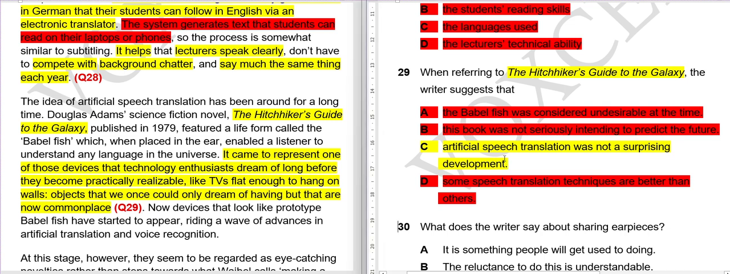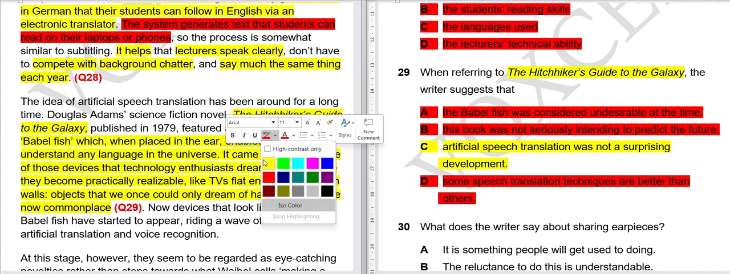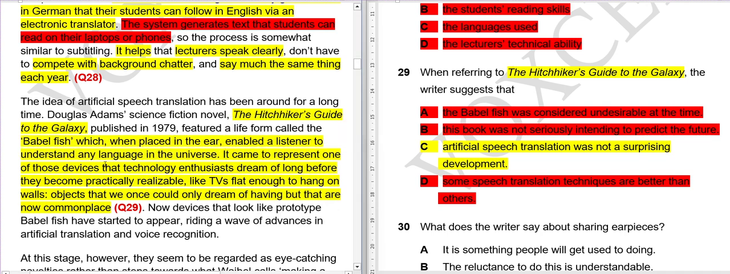So again, I'm just going to repeat why this is the answer, because they're saying that it was not a surprising development, and they have said that Babel fish, which is placed near here, lets you understand any language in the universe with the help of it, and it came to represent one of those devices that technology enthusiasts dream of long before they became practically realizable. So it is one of those devices like flat TVs or something like that. So Babel fish or a device like this is one of those devices that enthusiasts were dreaming of. So when it became practical or realizable, they were not surprised because they were already anticipating such a device.